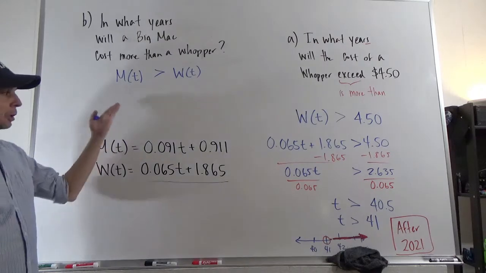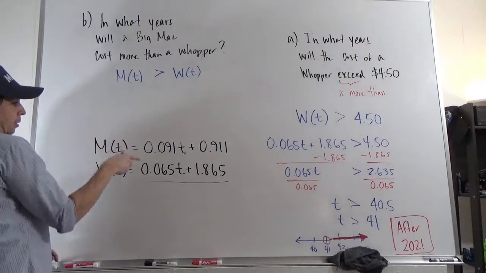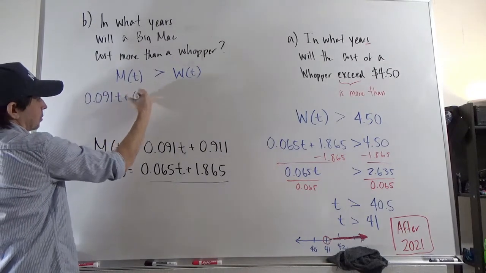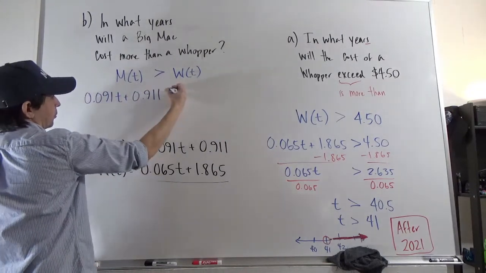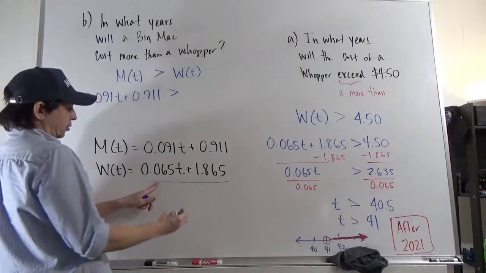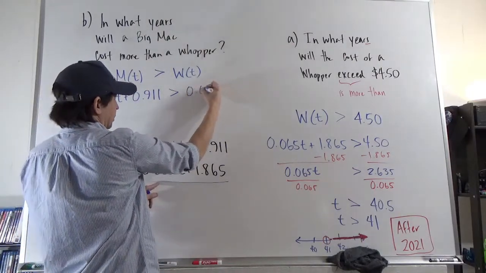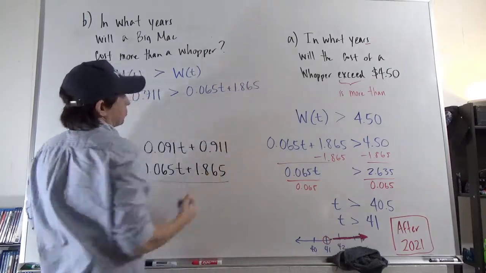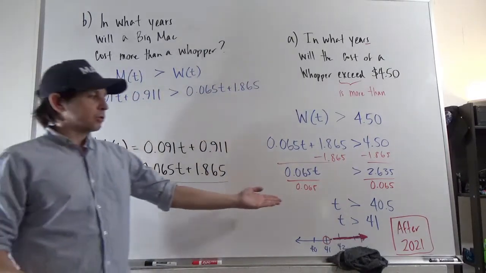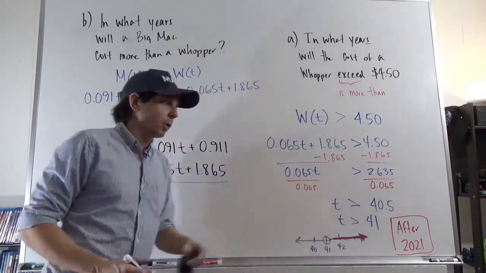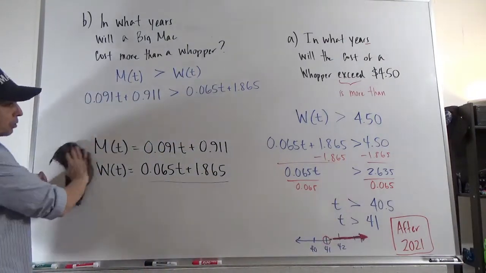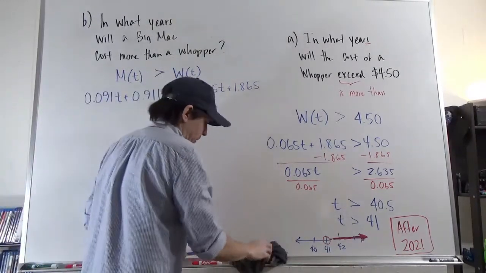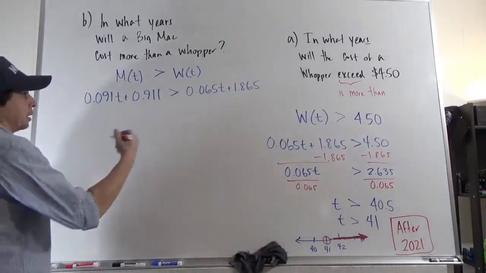Now I'll replace them with equations. M of t goes over here, greater than the cost of W of t, the equation goes here. Solve that to get an inequality similar to that. It might go the other way, I don't know yet, but I'm going to solve it. For now, it's just solving an inequality. Not nice numbers, decimals, but use your calculator. The steps will be the same.